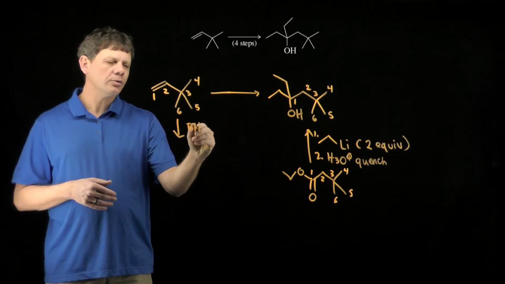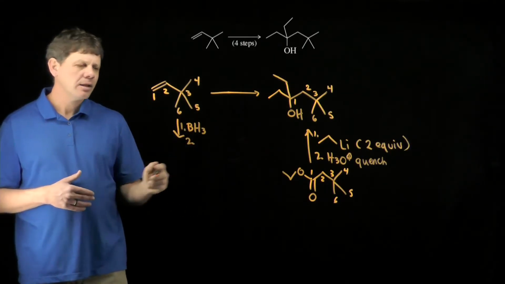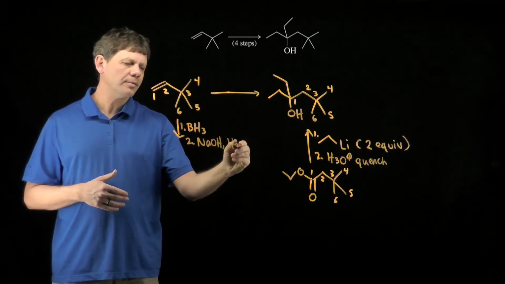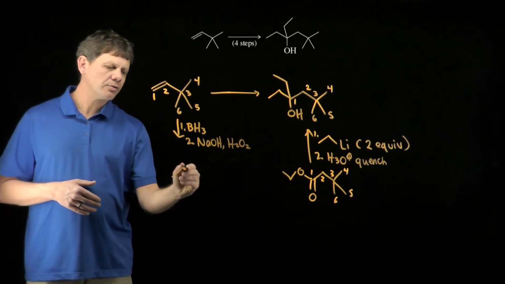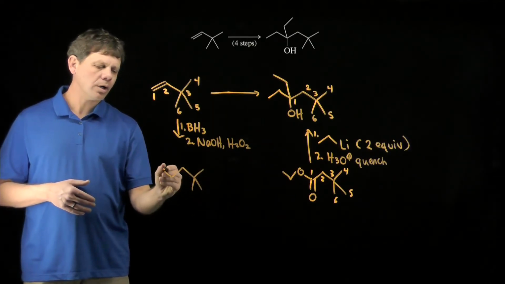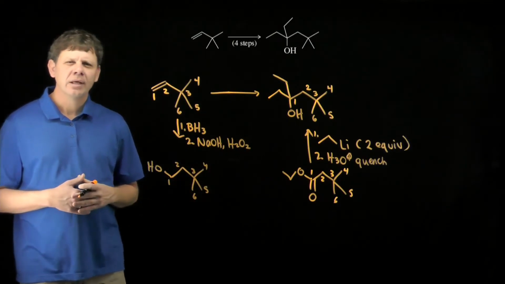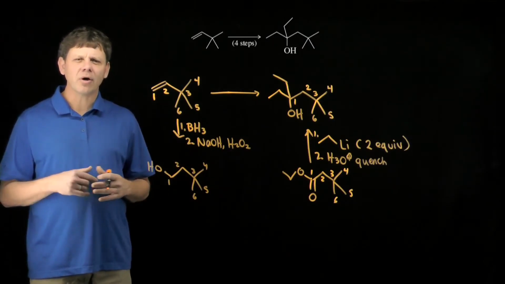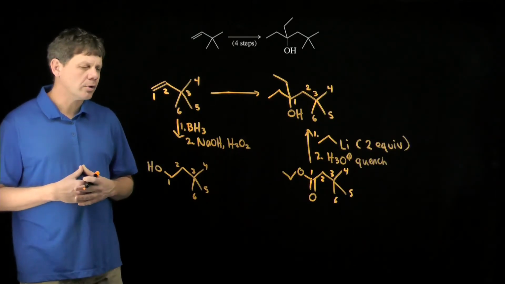For that, we can use hydroboration. So step 1 is to add BH3. Step 2 is to react the resulting compound with sodium hydroxide and hydrogen peroxide. This will give us a hydroxyl group at carbon 1. Now, synthesis can be challenging, but hopefully you start to see where this is going, and over time you develop the intuition to be able to do this on your own.